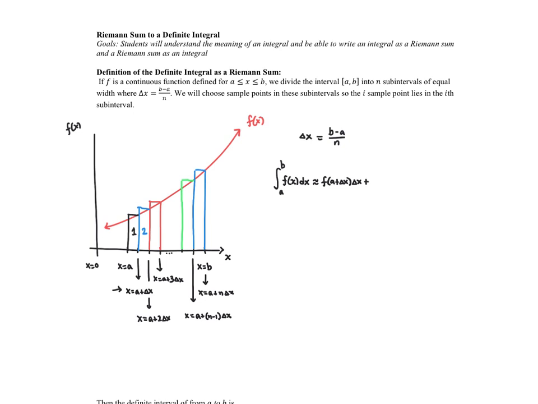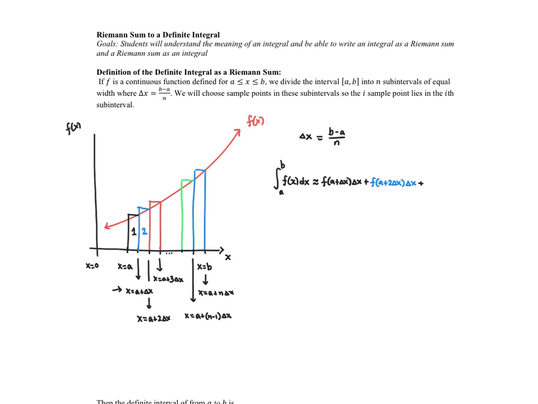Okay, so our second rectangular area will be f of a plus 2 delta x times delta x. Okay, identify what's going on. Here's the base length, delta x in width. Height is the output when I plug in a plus 2 delta x.